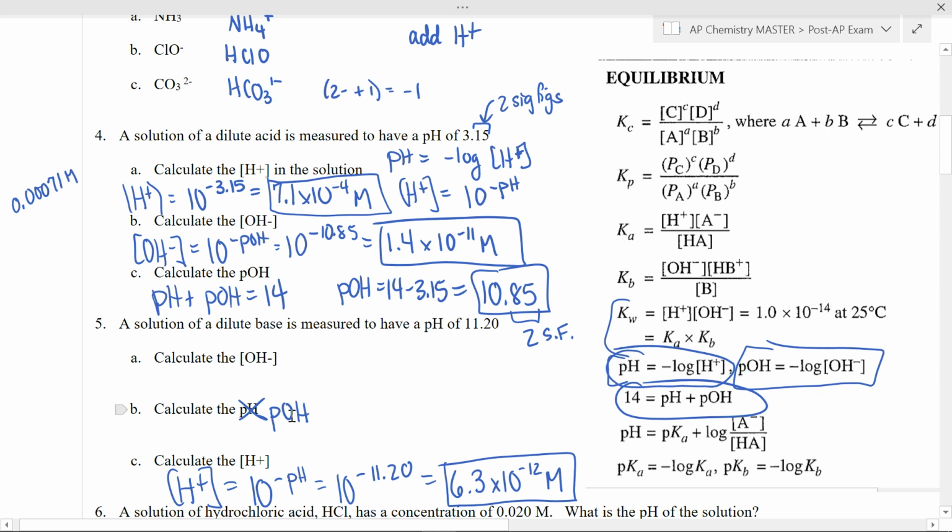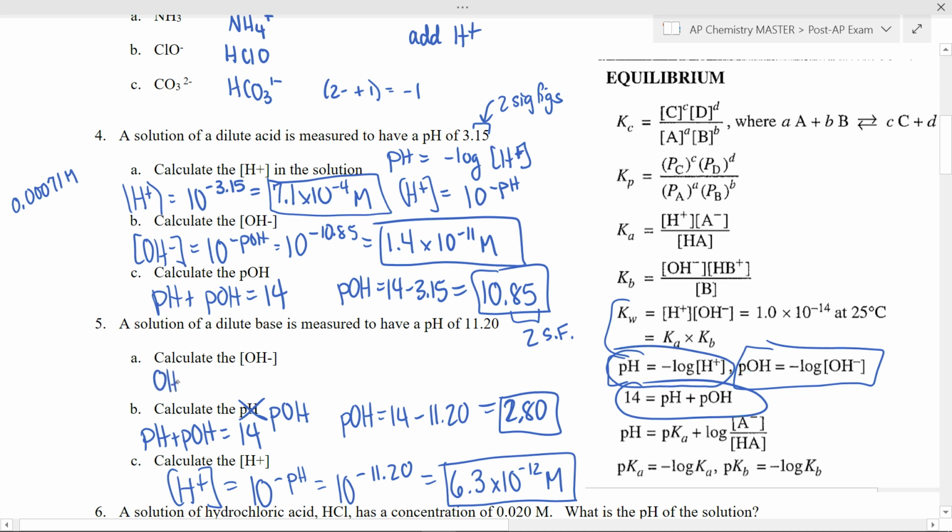And then let's find the pOH next. So I know that pH plus pOH adds up to 14. So that means my pOH is going to be 14 minus 11.2. And we're going to have that still with 2 sig figs there. So my pOH is 2.8.